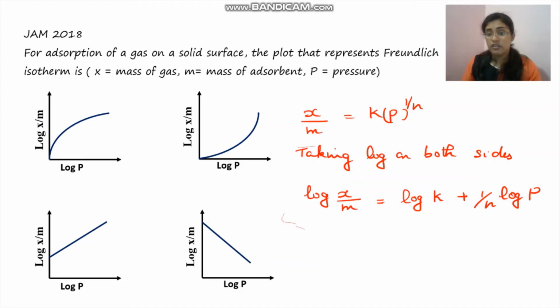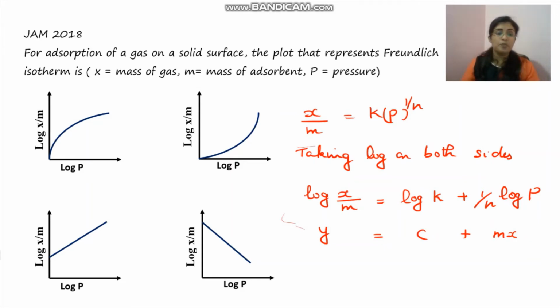So now this is of the form y equal to mx plus c. This is the form of a straight line having slope 1 by n, y-axis being log x by m, x-axis being log p, and the intercept being log k. So simply you just have to take the log of the Freundlich adsorption isotherm equation, and I get it in the form of a straight line y equal to mx plus c. It's a positive slope, so the graph would be a straight line which goes upwards.